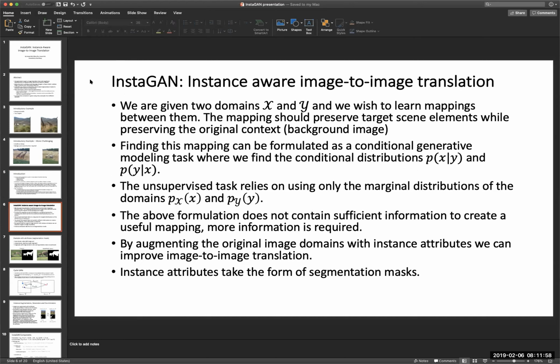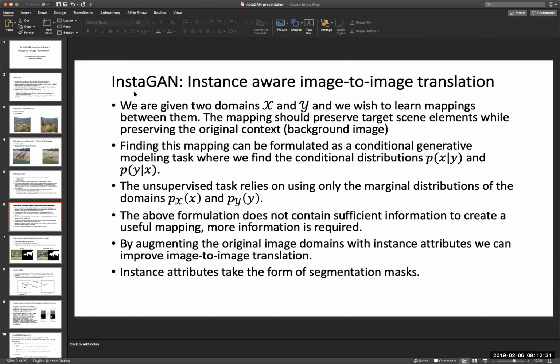So here's some terminology that is used a lot, and I'll just go through the terms here in the paper. Domains: we've got two domains, and we want to learn a mapping between the two. The mapping should preserve the target scene elements while also preserving the original context, which is the background image.